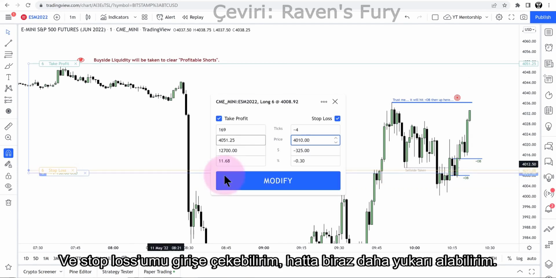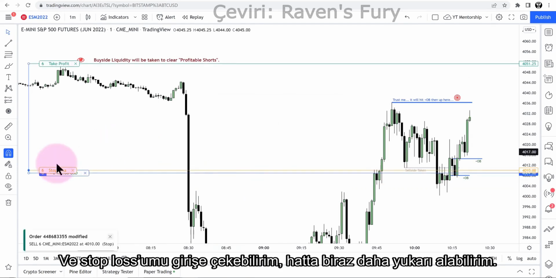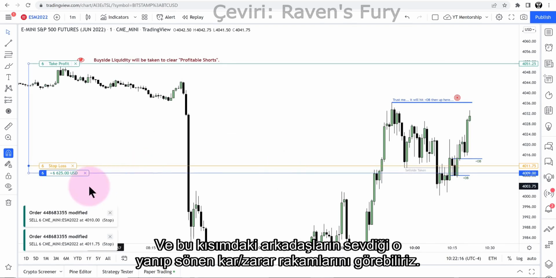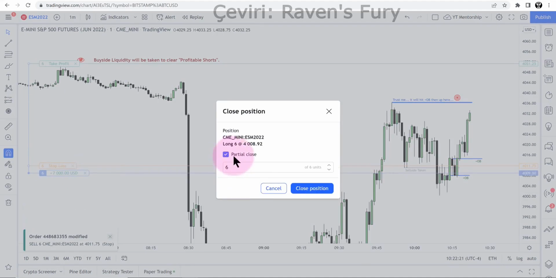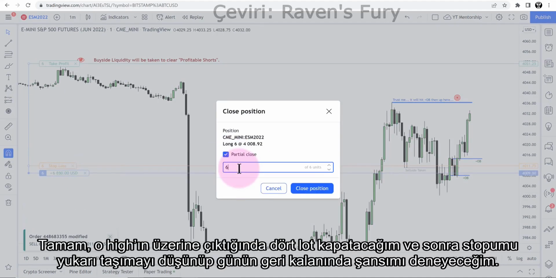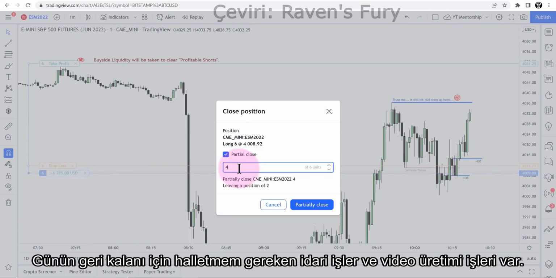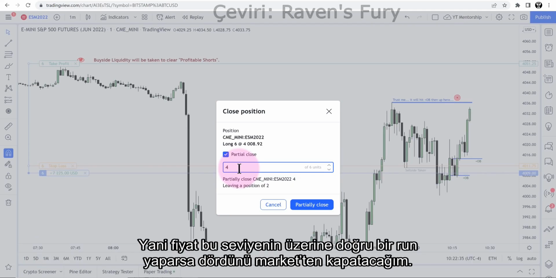And I can bring my stop loss up to break even. Actually, let me get that a little bit higher. Now you can see the profit and loss for these guys that like to see those numbers flashing. All right, so I'm going to take 4 off when it runs above that high, and then I'll consider moving my stop up and see if I can get lucky the rest of the day. I have things I have to take care of, administrative things and video production. So should we get this run up above, I'm going to close 4 at market.